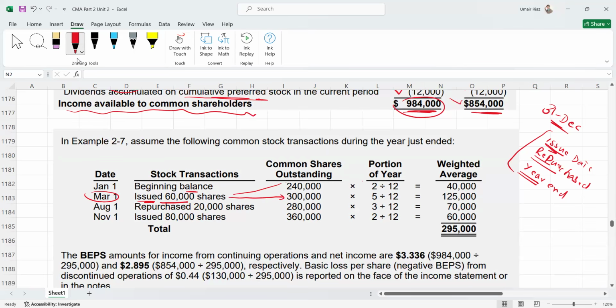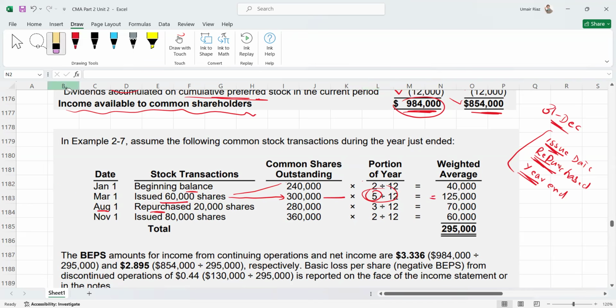Now again, how is this 5 over 12 calculated? Again, from this transaction which I'm solving, from this date till the next transaction. The next transaction, either issued, repurchased, or year end, whichever comes first. On August 1 the next transaction, we have a repurchase. From March 1 till August 1, how many months are there? These are 5 months. Count: March complete, April complete, May complete, June complete, and July complete. So I'll take 5 over 12. Now 300,000 multiplied by 5 over 12 is the weighted average number of shares, 125,000.